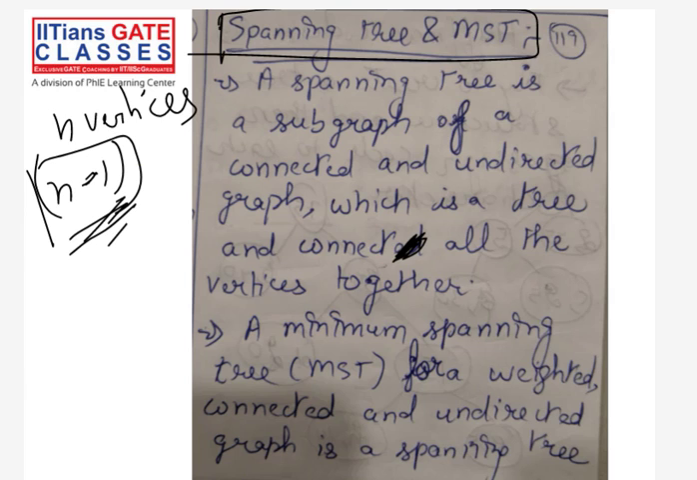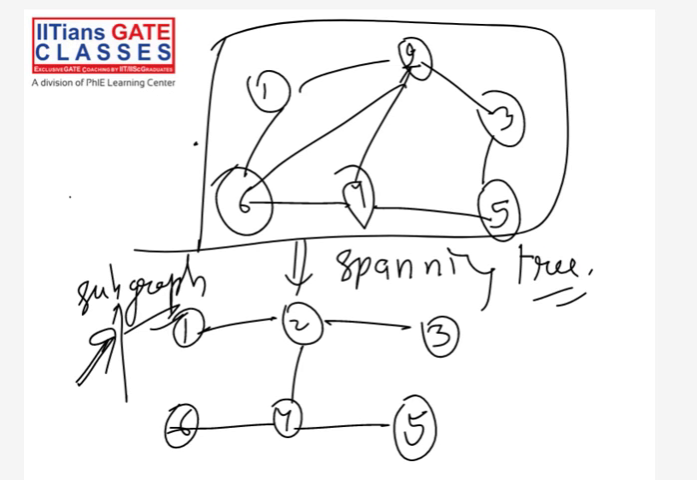Okay. So now based on this, let's see what is a minimum spanning tree. So a minimum spanning tree is basically a weighted connected graph. So right now I took this graph. This was unweighted. Unweighted means there's no weight on each edge. So by default you can assume same weights.